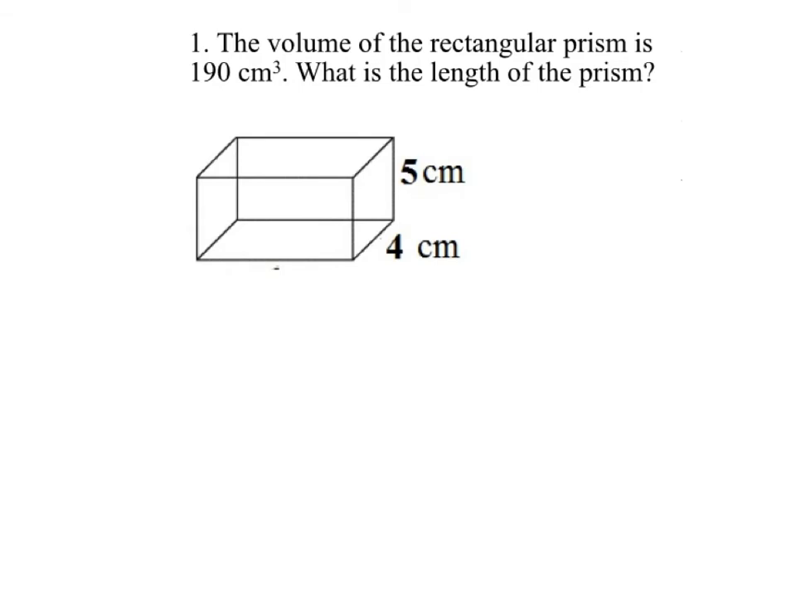Try this problem on your own. So first thing, always write my formula. I'm talking about volume, and I'm talking about a rectangular prism, so V equals length times width times height. In the problem, it says the volume is 190. So under V, I'm going to put 190. It's asking for the length.